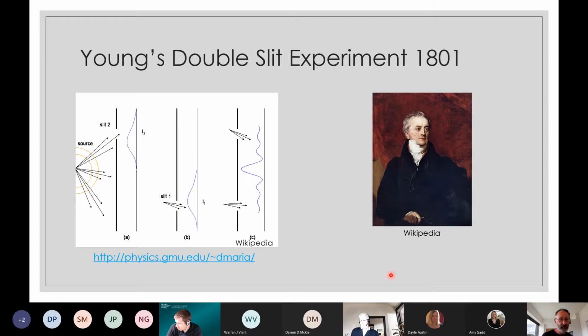So he moved away from the field. But as time went by, it was kind of accepted that waves were the way to go. But something weird was happening, and we'll see later how weird.